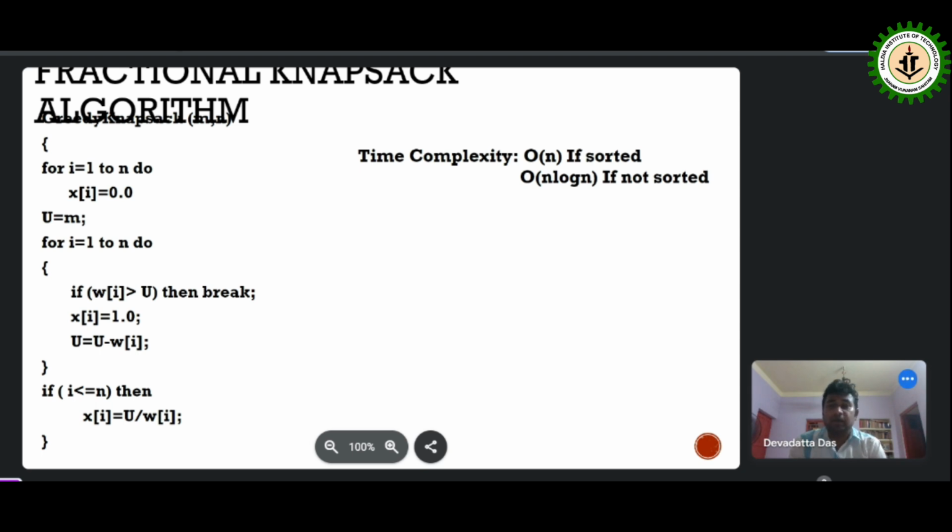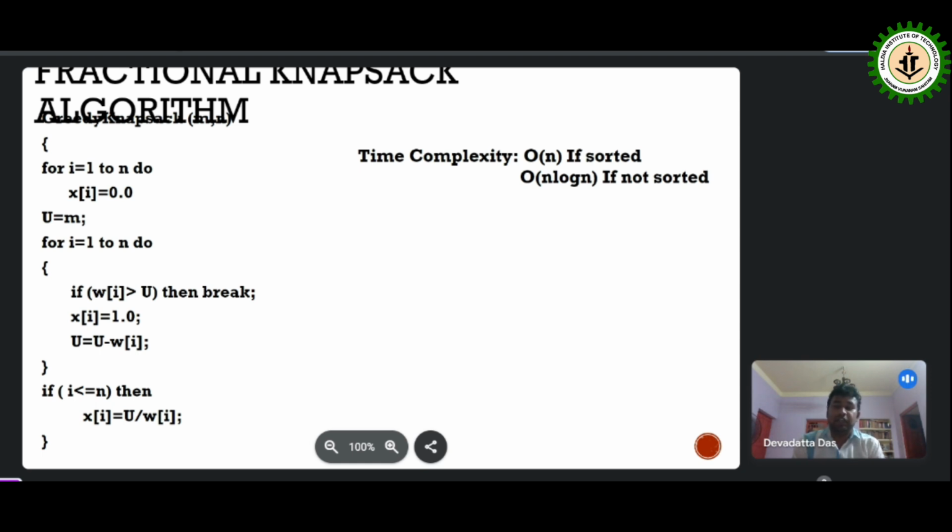At first we declare the variables m and n. m means the size or weight of the knapsack, and n is the number of elements. Then I'm declaring a for loop, with i from 1 to n do, and xi is defined as 0. Then I take u equals m, and apply another for loop for i equals 1 to n do.